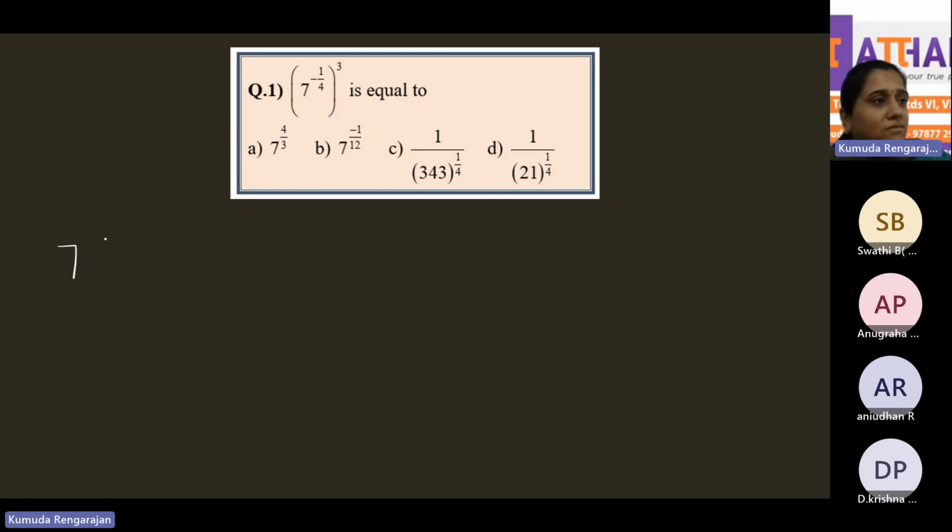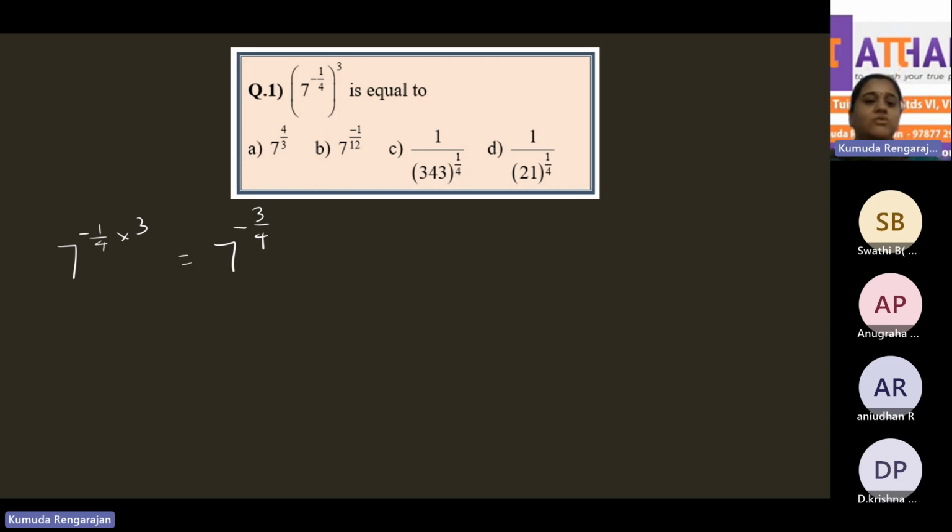So we have to multiply the power. Okay, so we'll have to multiply the powers, right? Can we see minus 1/4 and 3? So it will be minus 3/4. Multiply the powers, so it will be minus 1/4 into 3, which is 7 to the power minus 3/4, correct?